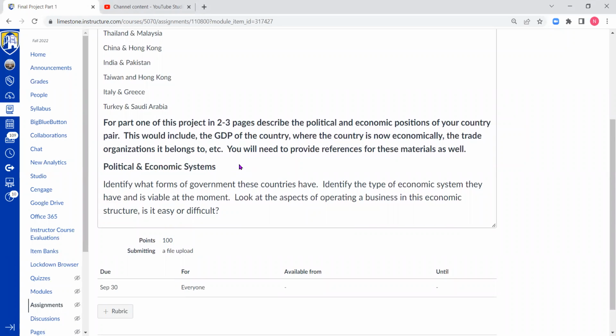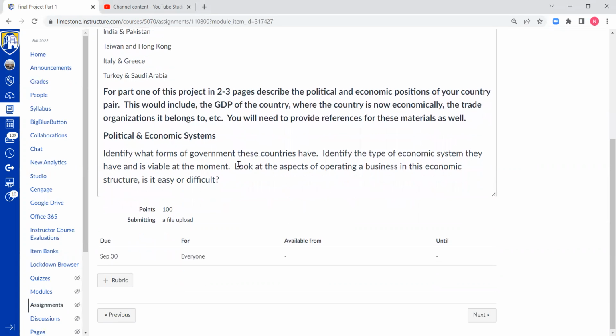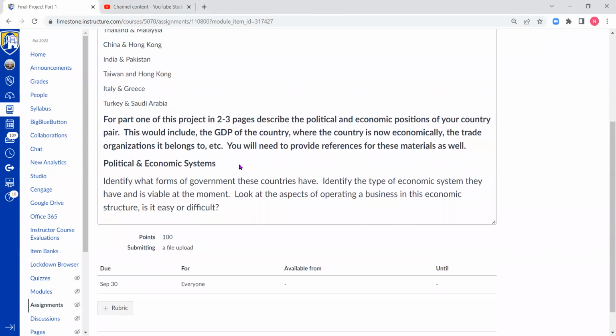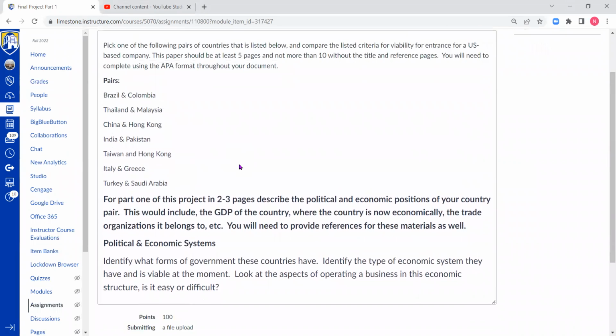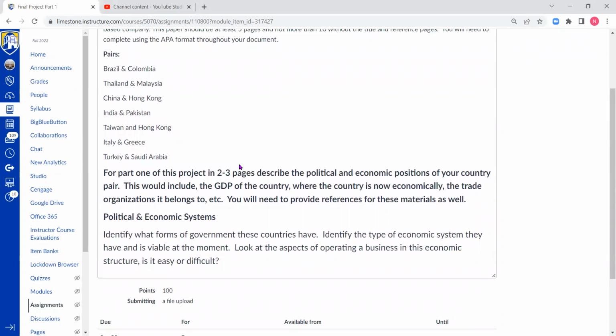For the parts of this project in 2 and 3, yes, for the first part of this will take about 3 pages. What I'm looking at is you identifying the political and economic systems in each one of these countries. So you'll start out with a little bit of an intro saying, this is why I wanted to look at these countries. And then the second part is going into the details of the political and economic systems, which we've already covered earlier in the term.